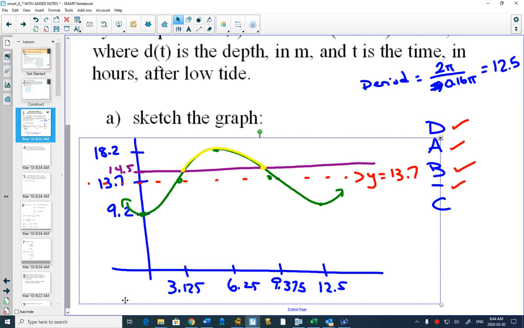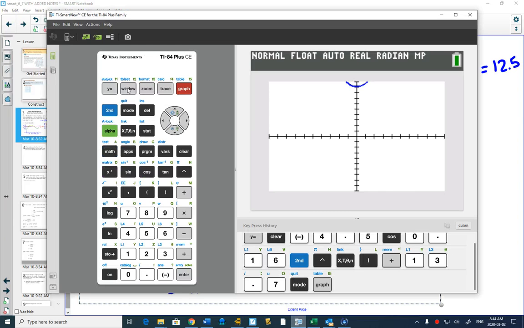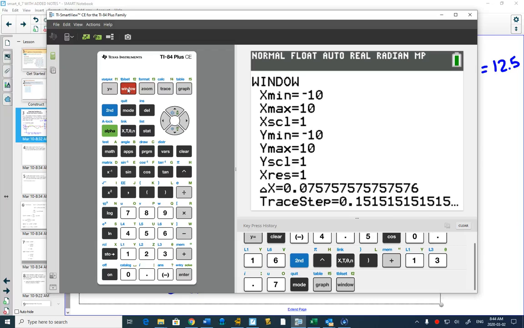So my maximum x value is at 12.5, so maybe I'll want to go a little bit further than 12.5. And my maximum y value is 18.2, so maybe I want to go a little bit higher than 18.2. So the way that you do that is you hit your window button on your calculator. Okay? We don't need to go far into our x-min, so maybe you just start at -2 or -1, just so that you can see your y-axis.